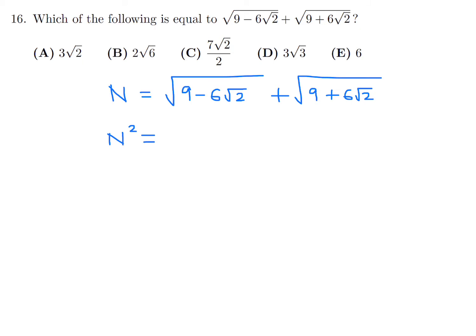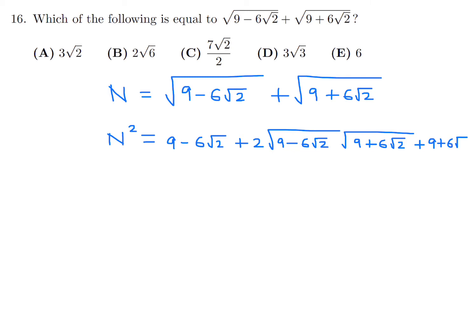Okay, so let's square this. If you do, I'll get 9 minus 6 root 2 plus 2 times the square root of 9 minus 6 root 2 times 9 plus 6 root 2, and then this will give me 9 plus 6 root 2 like this. And then this cancels with this guy up over here. So that would leave me with just 18 plus 2.